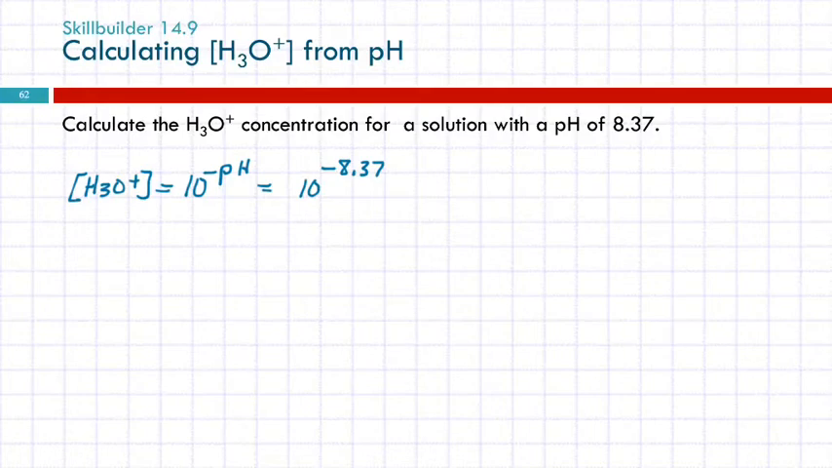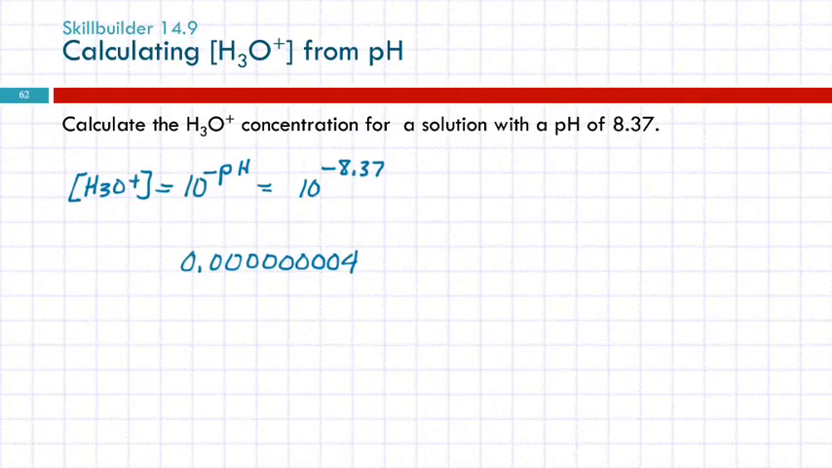So I'm going to use the 10 to the x button, and I'm going to put in negative 8.37. And my calculator is showing me this: 1, 2, 3, 4, 5, 6, 7, 8. This number has two significant figures, and my calculator is only showing me one. What do I do?